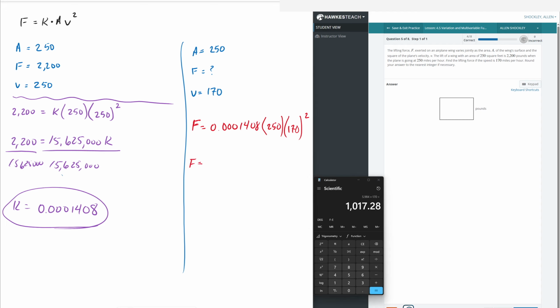The force that we would be experiencing would be 1,117.28 pounds. It says round your answer to the nearest integer if necessary. Because it's asking for the integer, all we're going to do is take a look right here. Don't care since it's not a 5 or above. So 1,117 pounds.